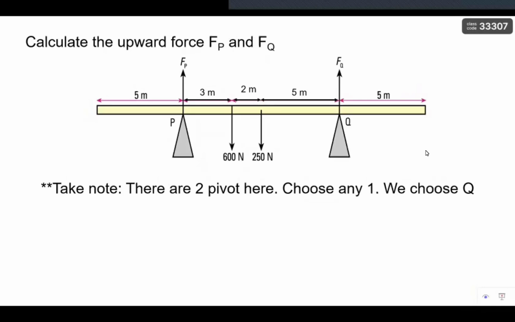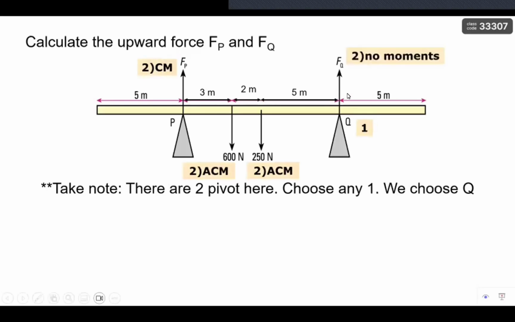So we are going to apply the 4 steps again, taking Q as my pivot. So step number 1, I need to identify where my pivot is. Over here, my pivot will be Q. And then step number 2, I identify all the forces that are present on it. So I have FP, 600 newtons, 250 newtons, and FQ. And then I label whether they are clockwise or anti-clockwise. So for FP, it will be turning this way, so it's clockwise. 600 newtons and 250 newtons will be anti-clockwise. And FQ will have no moment at all.